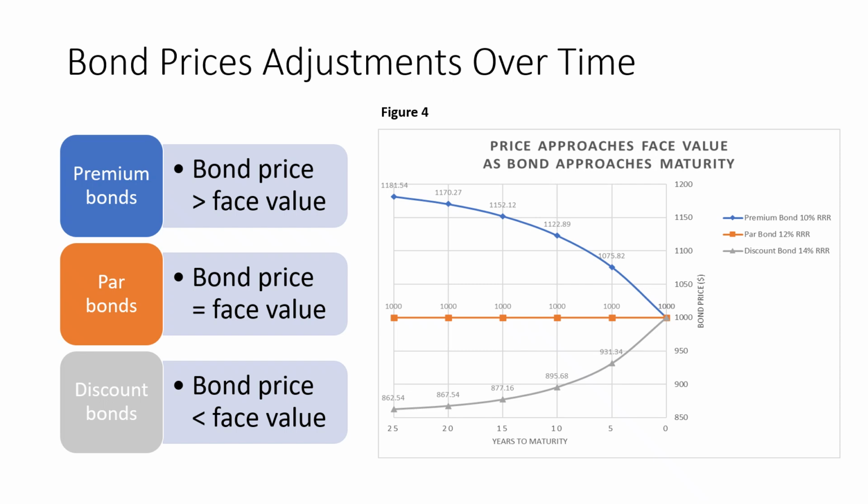For the discount bond, with a coupon rate of 12%, the investors required a 14% return from similar bonds when the bond was issued, which generated an issue value of $862.54, which is less than the face value of $1,000. As you can see, the discount bond appreciates until it matures at face value of $1,000.